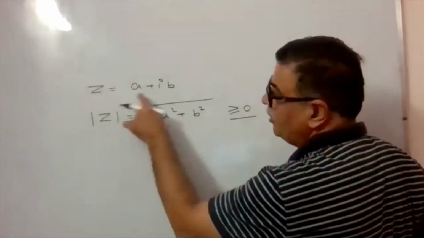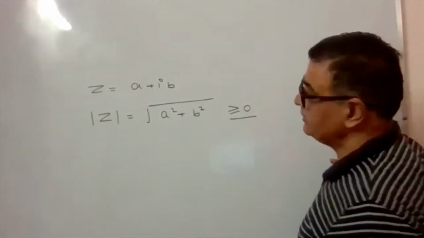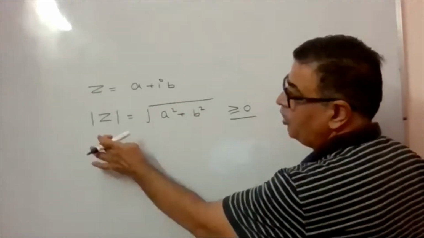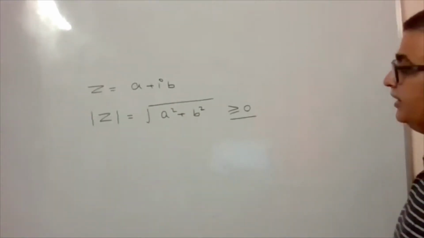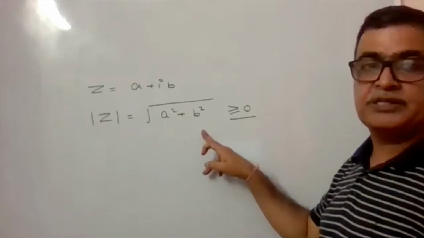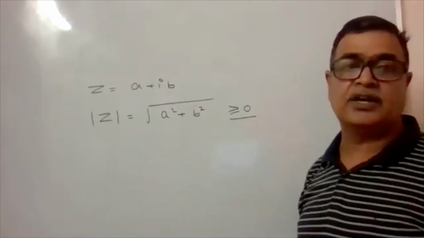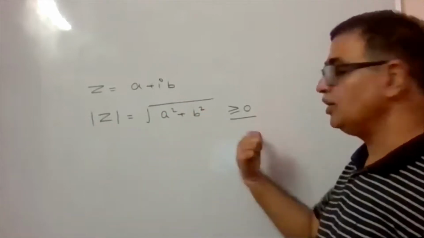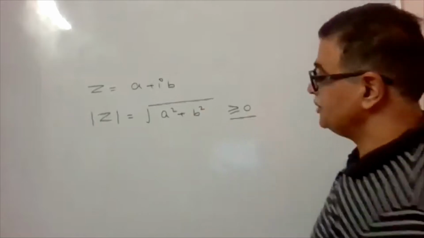So if you have a complex number Z equal to A plus iota B, then modulus of the complex number will be taken as under root of A square plus B square, and this is always a greater than 0 quantity or equal to 0 quantity. So this you should keep in mind.